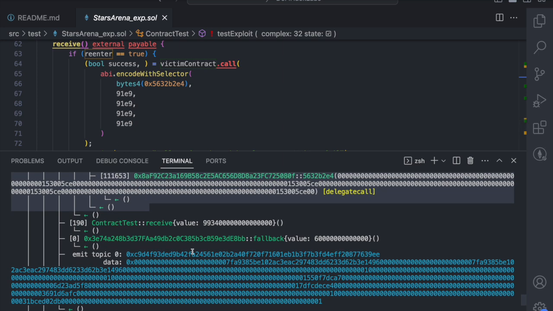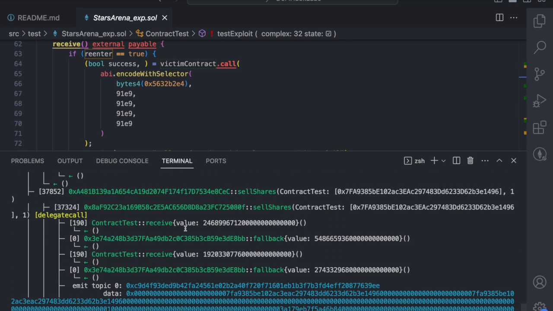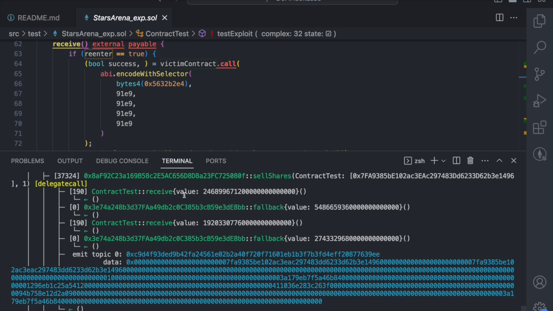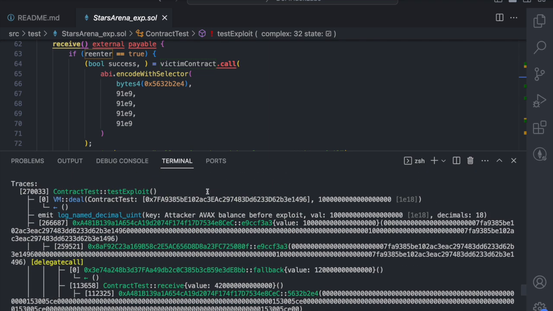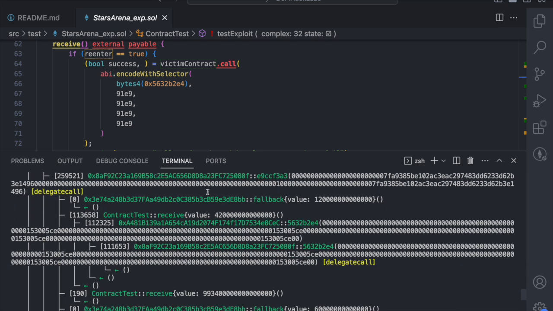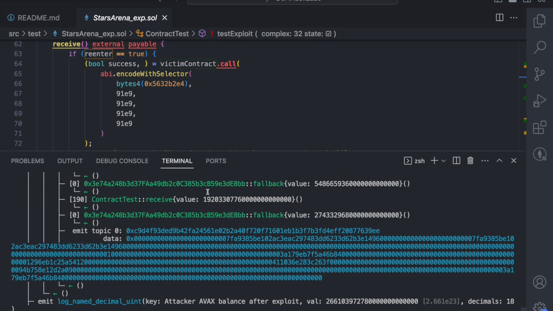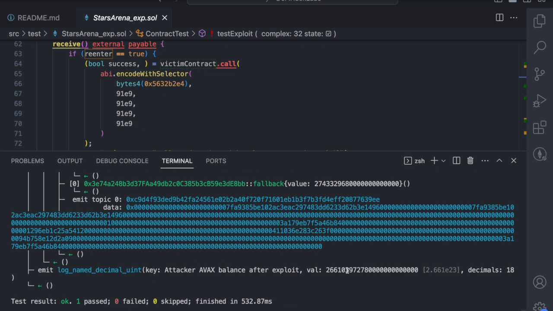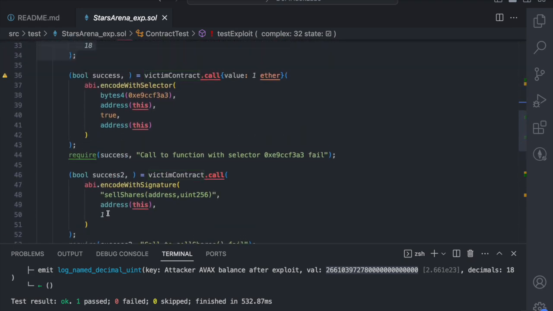This caused a change in the stars reading contract, and then when they sold the shares, they received a fairly large value of AVAX. And then, yeah, to finish it off, the attacker's balance after this exploit was this large value they got from the re-entrancy attack. So this is a great way to visualize an attack, even if the code is closed source.